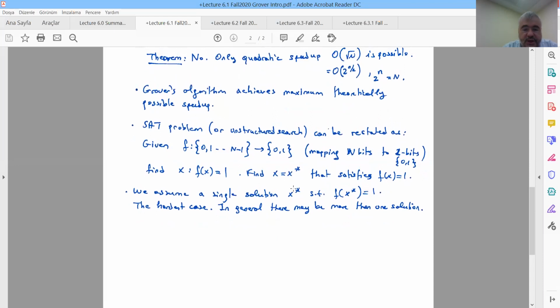So in this problem now, we assume there's a single solution. This is the hardest case. In general, there may be more than one solution. I mean, there may be more than one entry that we may be searching for in the database. Grover's algorithm also addresses this problem. But for now, we'll assume there is a single entry x star that we are looking for. We are searching in the database.